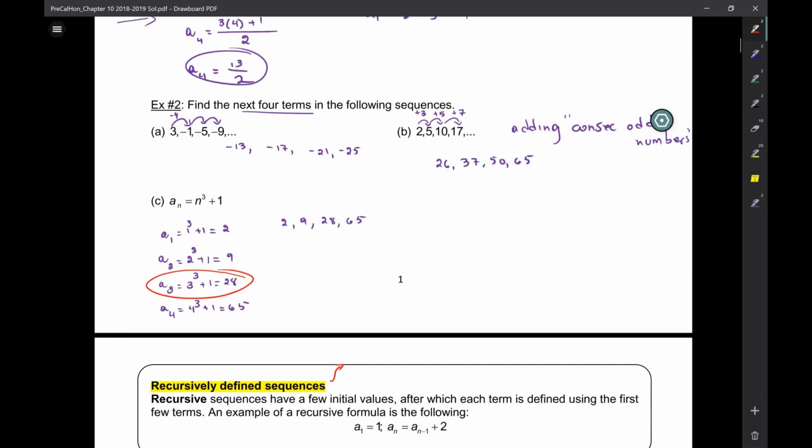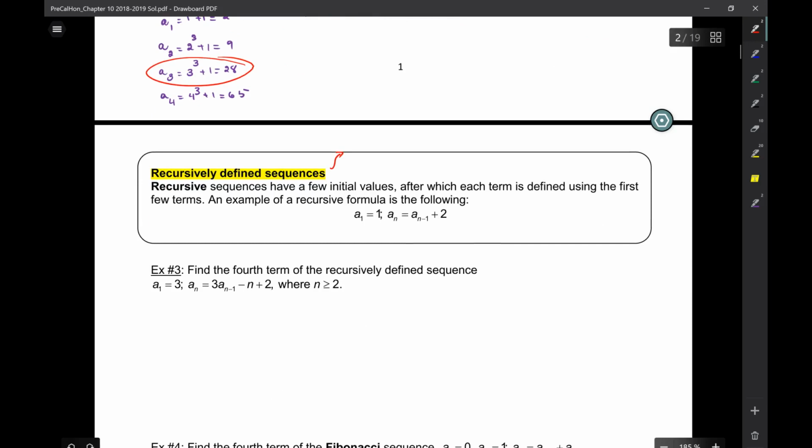Yeah, there we were just looking for a pattern. Here, so recursive sequences, so terms depend on those that came before.